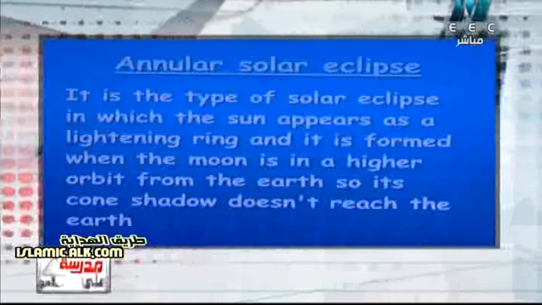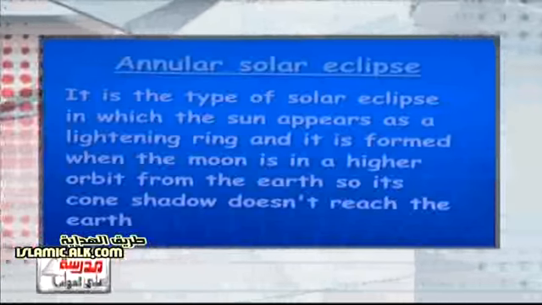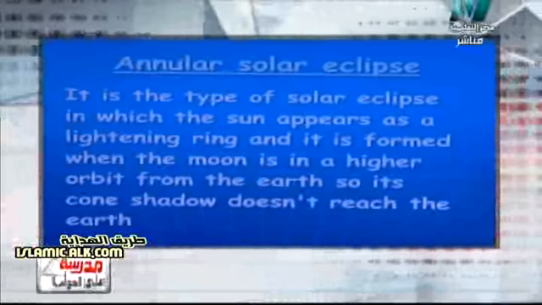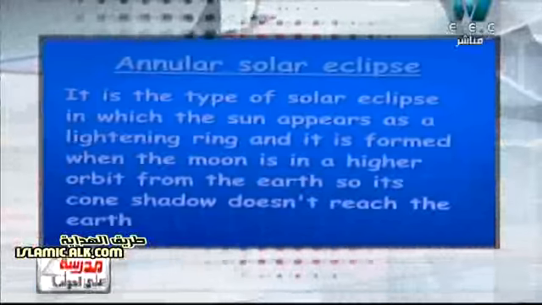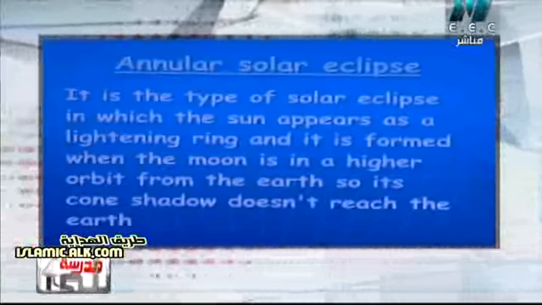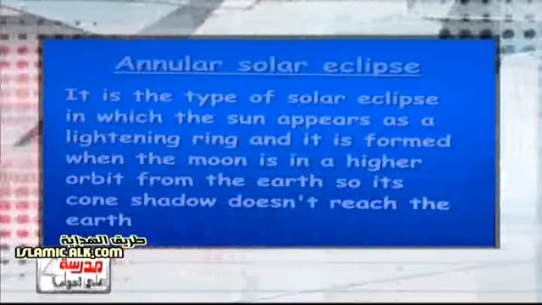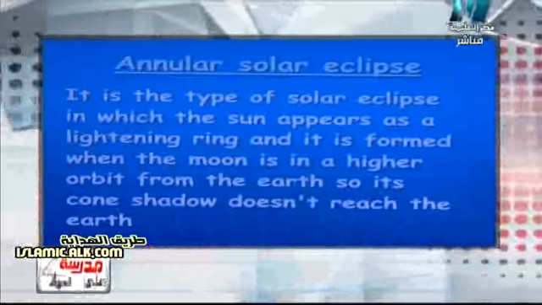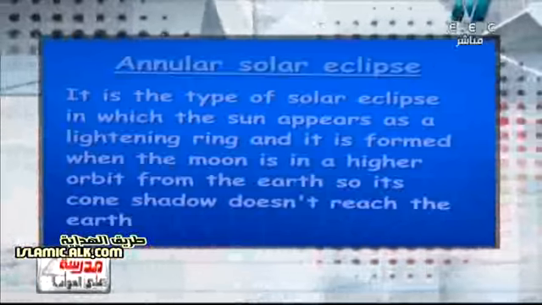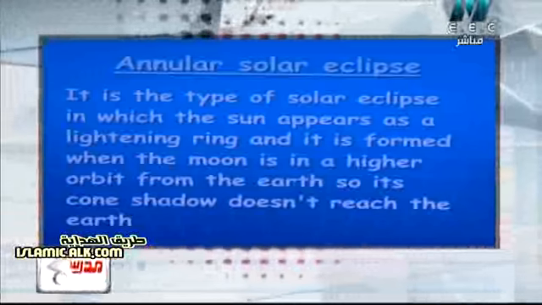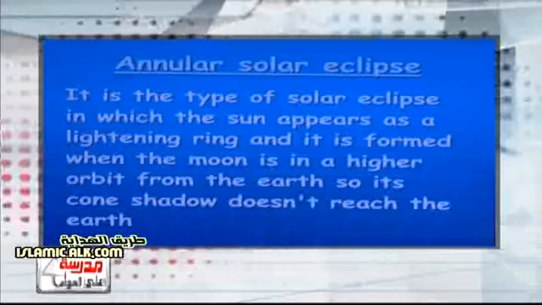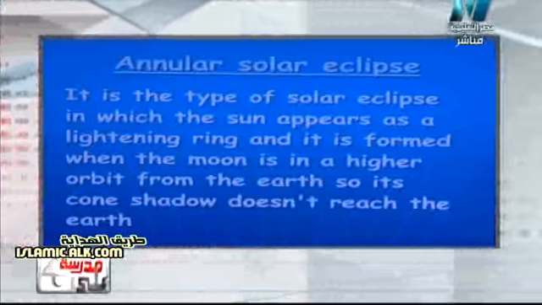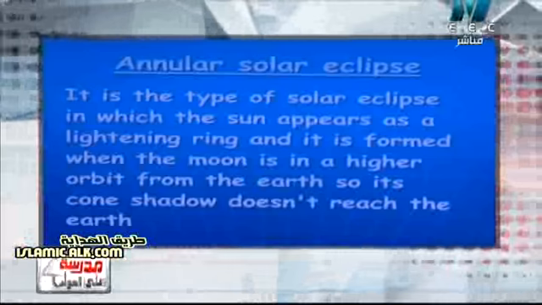This phenomenon or this type of eclipse forms when the moon is in a higher orbit, farther from the earth, so the cone shadow doesn't reach the earth, so it will be called the area of antumbra. I can make another definition for the annular. I can say it's a type of solar eclipse in which the sun appears as a lighting ring, and it occurs in the area of antumbra, or the negative shadow. We can also call it negative shadow or antumbra area of the moon.